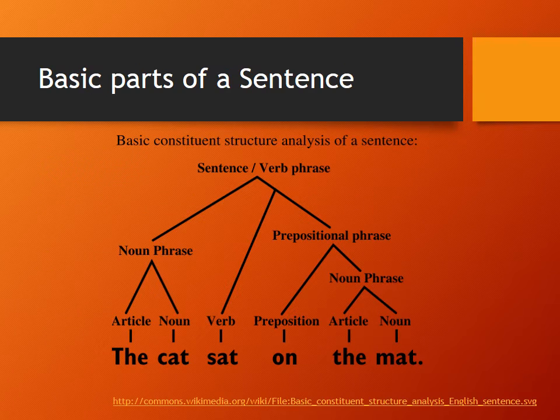Okay, the basic parts of a sentence. Basic constituent structure analysis of a sentence involves a noun phrase and a verb phrase. In the noun phrase you have an article and a noun, as seen here, the cat, the and cat. In the verb phrase you have the verb itself, which is sat, and the prepositional phrase, which involves a preposition, here, on, and a noun phrase, which involves another article and a noun, the and mat. So in the end we have: the cat sat on the mat.